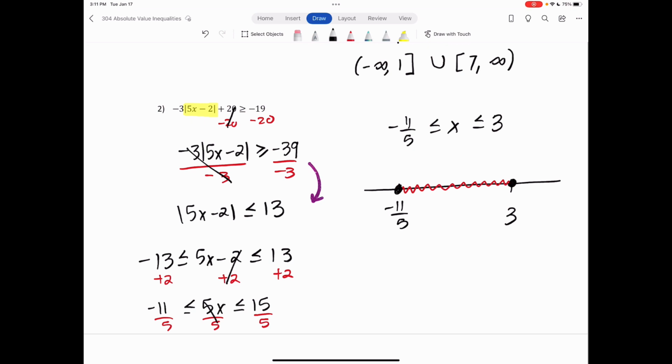So when I write my solution in interval notation, I start at negative 11 over 5. I end at 3. They get brackets because they had filled in circles.